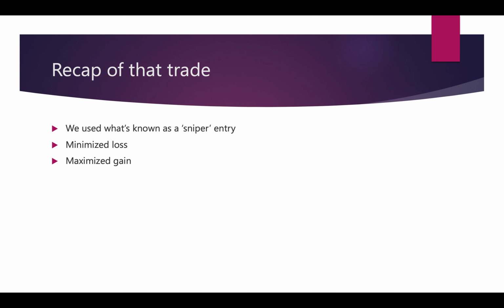So we're going to recap that trade, okay? We've now used a sniper entry, all right? We've used a sniper entry for our actual entry position itself. We've also used a snipe for our take profit. We've also used a snipe for our stop loss, okay? But what have we done at the end of it? We've minimized our loss and maximized our gain, okay?